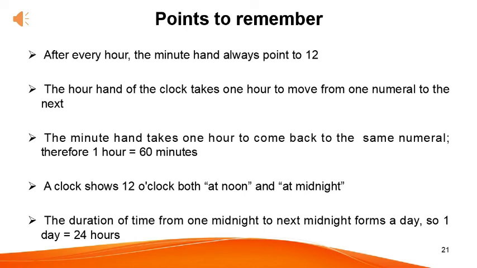A clock shows 12 o'clock both at noon and at midnight. The duration of time from one midnight to the next midnight forms a day. So, one day equal to 24 hours.